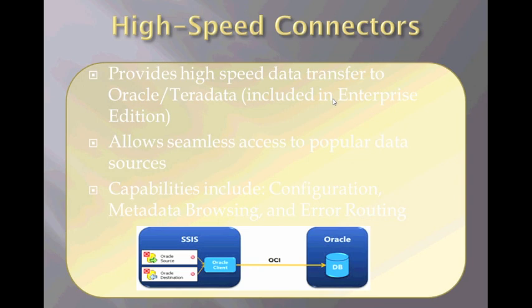Objects like Oracle Source provide simple drag and drop capabilities. Behind each object, you can configure the connectors, browse the metadata, and check the routing of any possible errors to detect where hangups occur in the system.